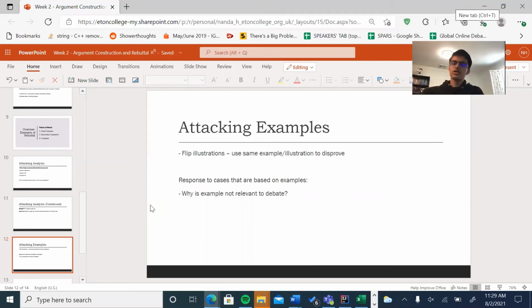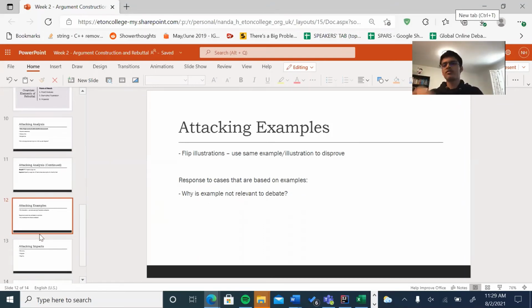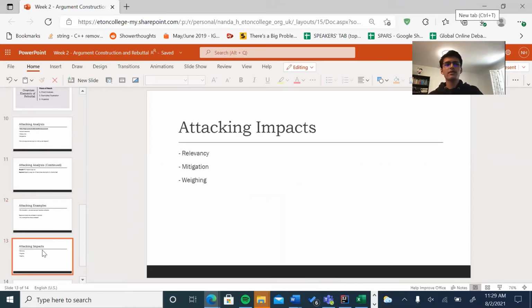So using that illustration against that argument, when you give that logic and support and use that illustration to support it, is something that's going to be useful in terms of flipping that argument and demonstrating why it's actually untrue. The final thing is attacking impacts.